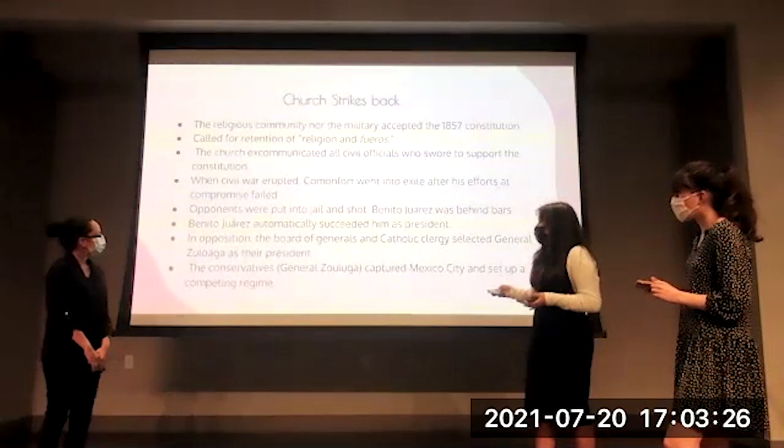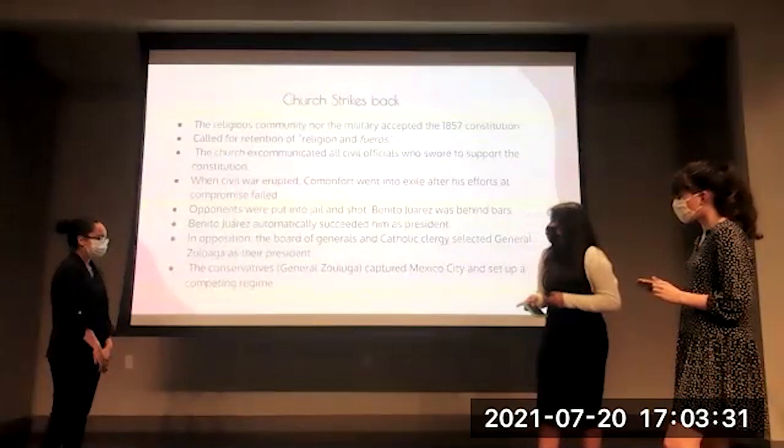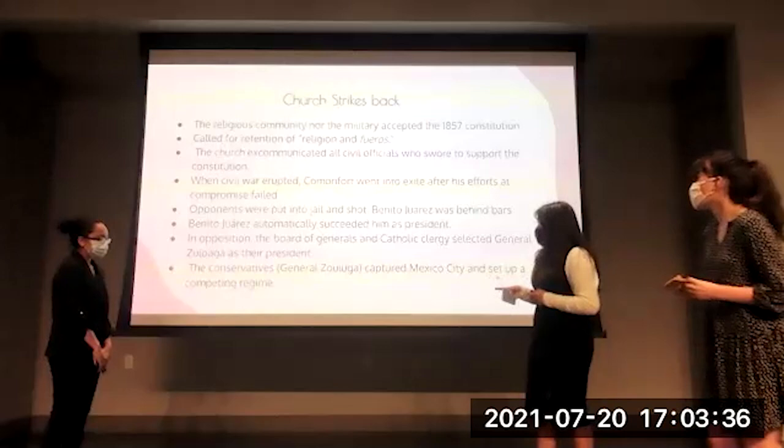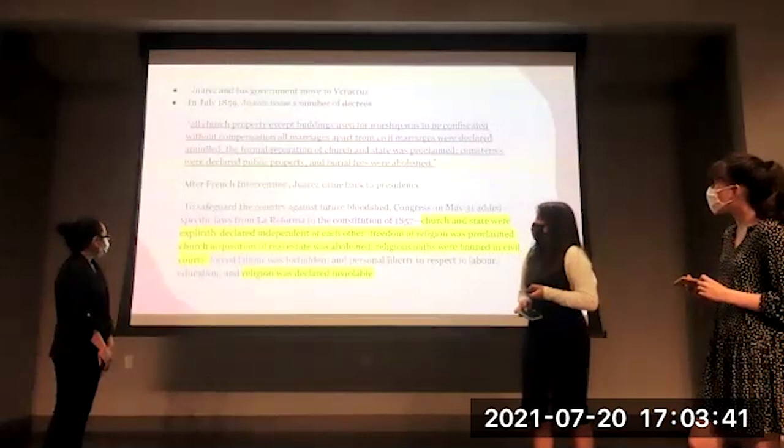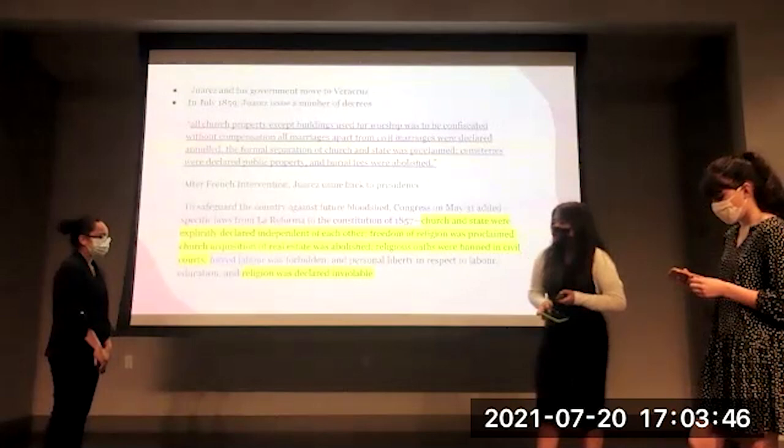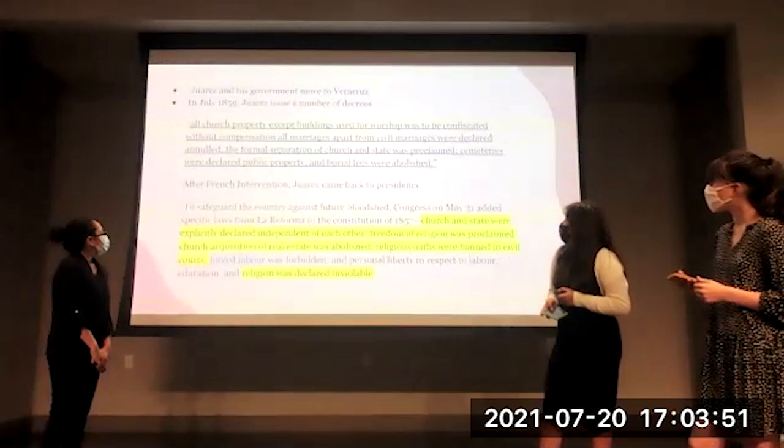People were shot. In the end, the conservatives elected a new president called General Zuloaga, and they captured Mexico City and set up a competing regime. But the real government was moved to Veracruz. And they actually issued a decree in 1859, where they annulled all the church marriages, and they confiscated a lot of lands that the church owned.